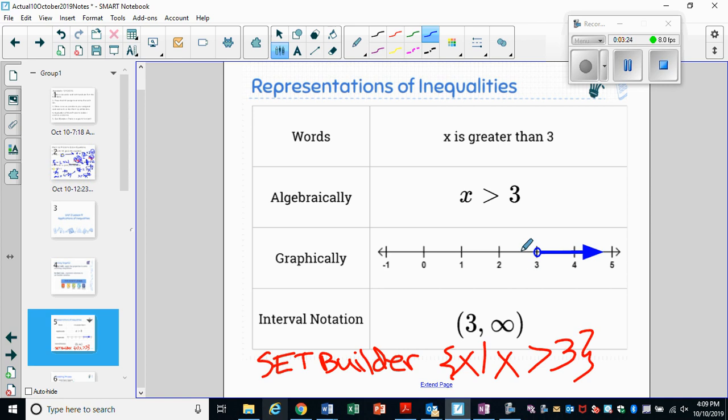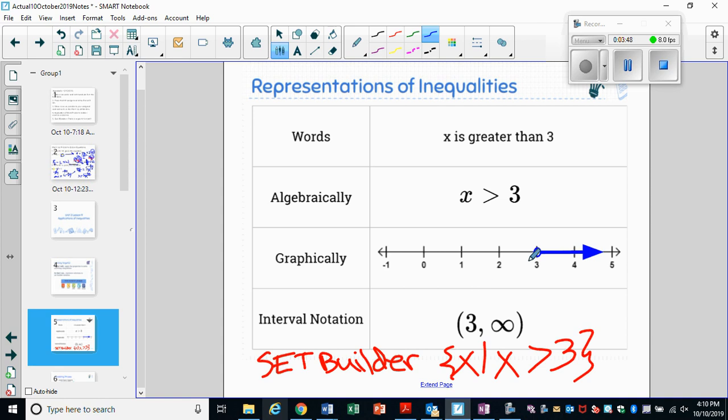Graphically, in this case we have an open circle because it's a greater than or a less than sign, automatically open circle. Arrow goes to the right. Again, make sure the variable's on the left because then the pointer of the inequality helps us determine if we're going left or right. Interval notation.